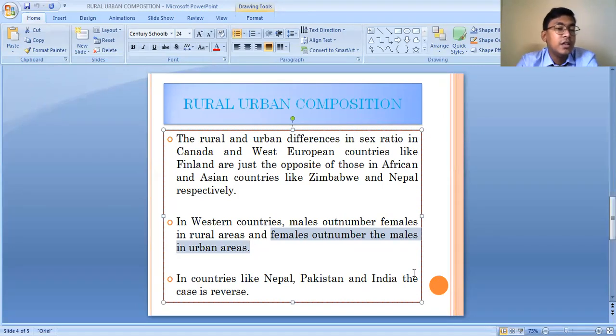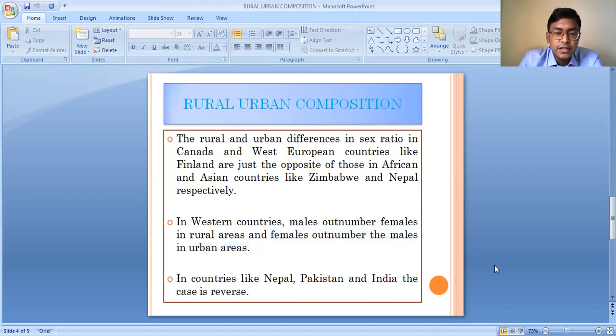So why is there such variation? Why in the Western countries are more males in the rural area and more females in the urban area? But in the Asian countries like India, Pakistan, and Nepal, more females are in the rural area and more males in the urban area. So why is there such variation between the Western and the African countries, or between the Western and the Asian countries?